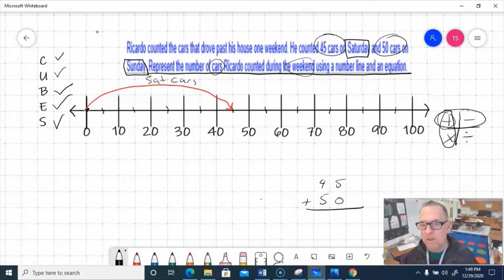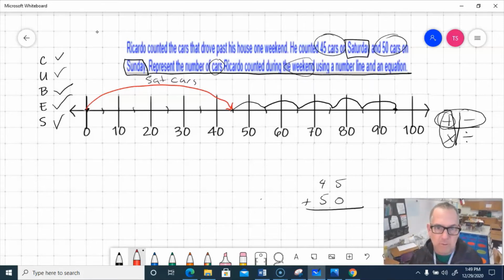On Sunday he's seen 50 cars. Okay, so I'm going to count by tens 5 times, because he's seen 50 more cars. So that is 55, 65, 75, 85, 95. So that's a jump of 50 right there, and I'll go ahead and make that jump of 50 in blue to represent Sunday. So that's a jump of 50.